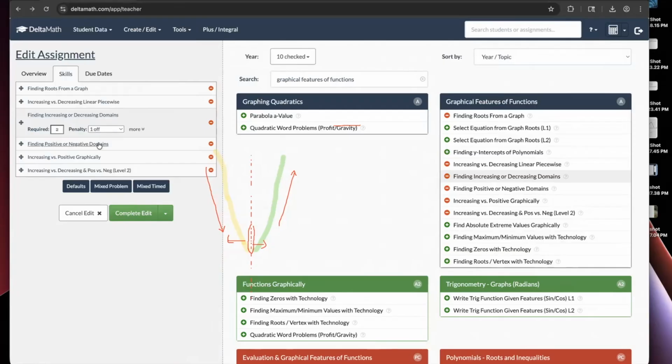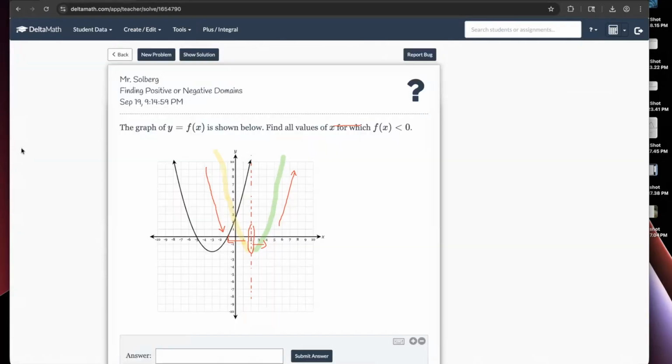Okay, so this one has parabolas as well. So this next topic says the other one I want to talk about.